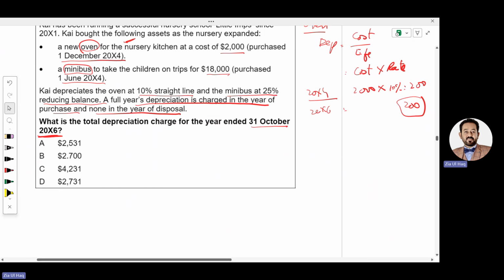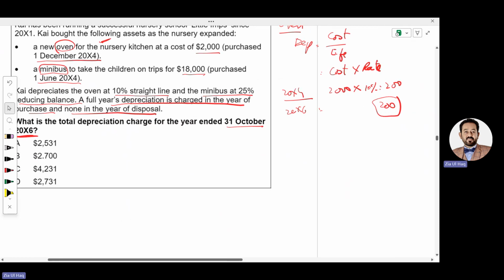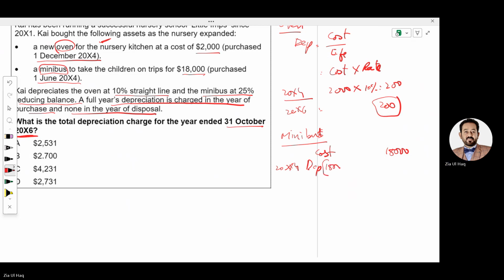Now we need to calculate depreciation for the minibus for 20x6. So for the minibus, the cost is how much? 18,000. And year 1 depreciation, meaning 20x4 depreciation, will be, how much is the rate? 25%. And 25% of 18,000 will be 4,500. If we deduct 4,500, the carrying value will be 13,500.